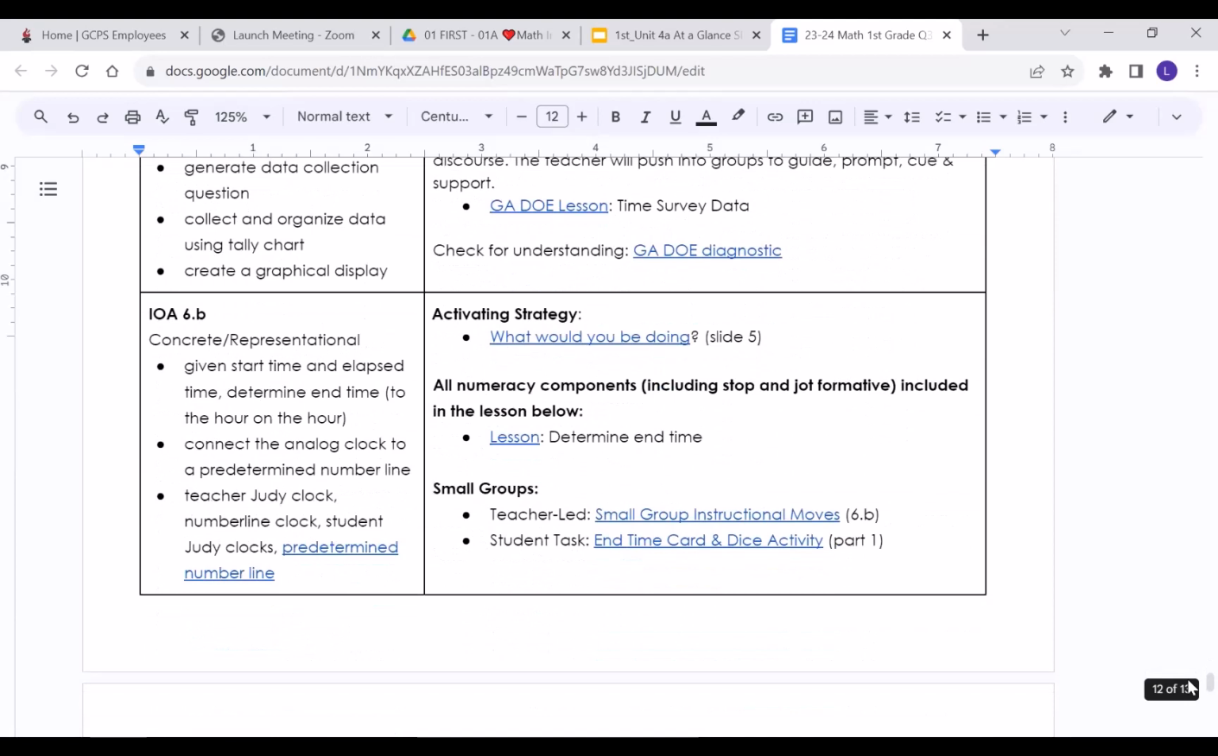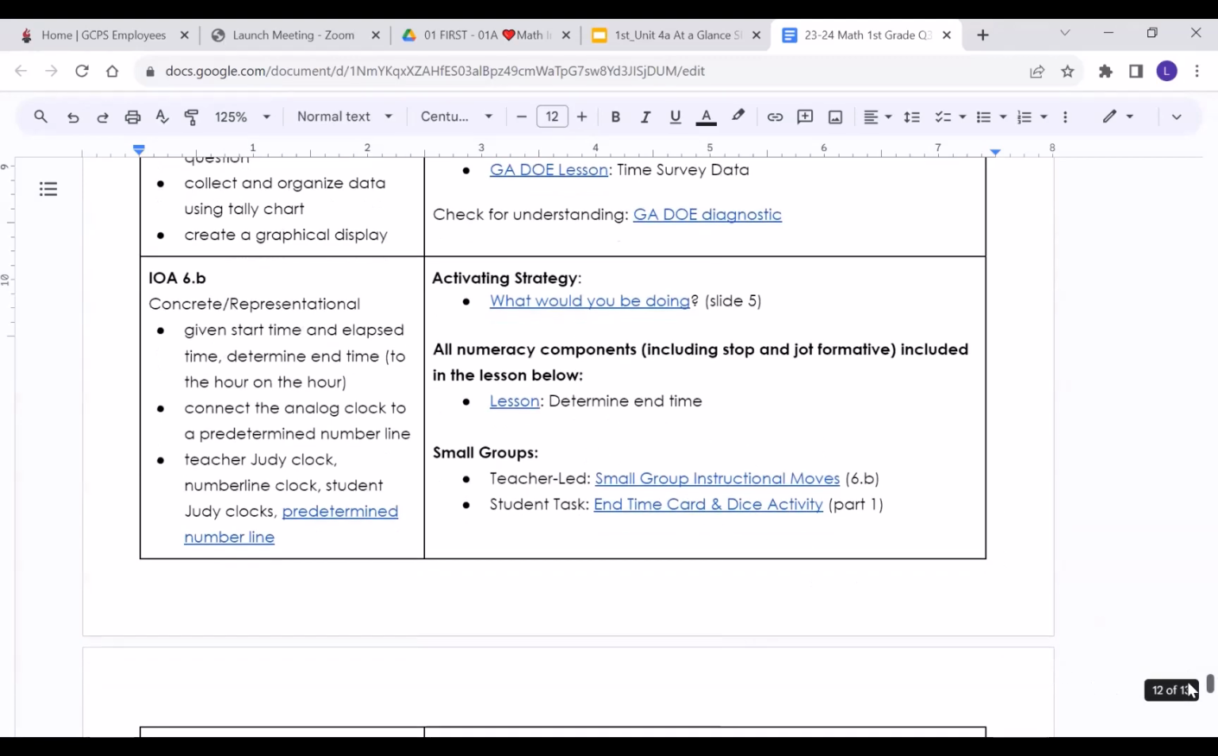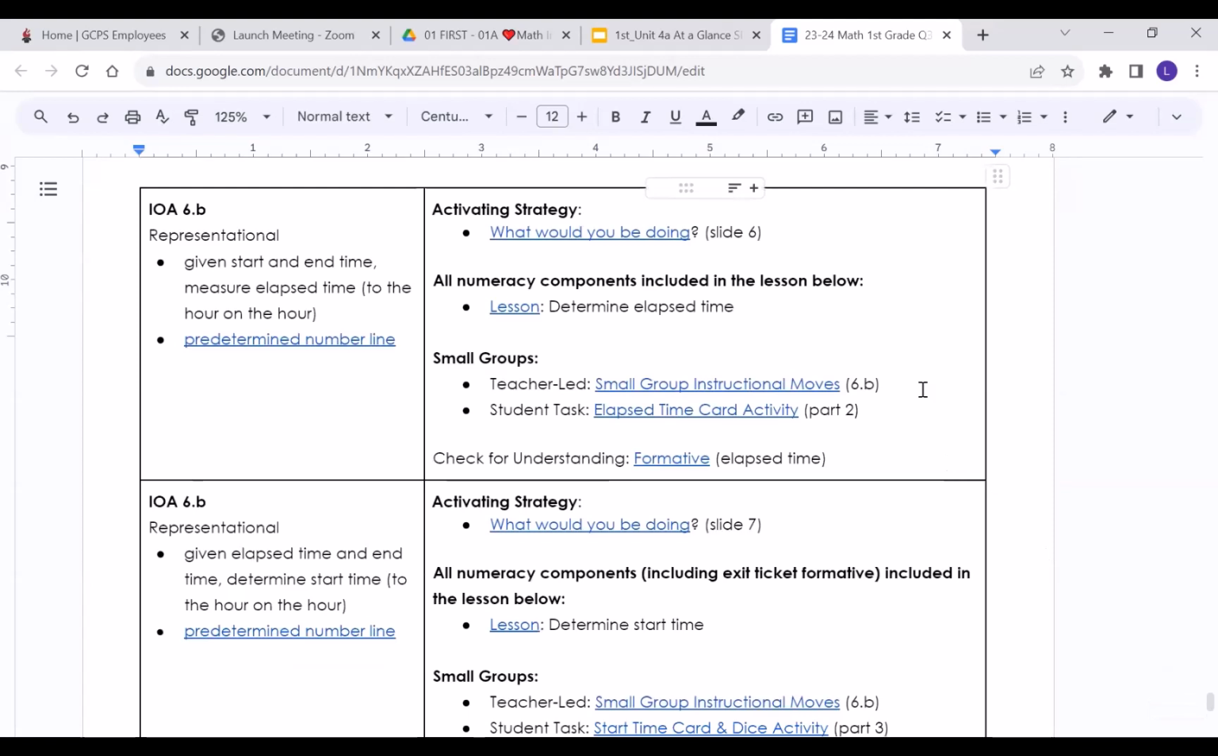We will continue to use both clock manipulatives as we move into about 3 days of exploring the concept of elapsed time. Students will relate elapsed time to real-life scenarios and measure elapsed time to the hour on the hour using a number line. They will find the end time, the time that has passed, and the start time by counting forward or backward by ones on a 1 to 12 number line. Elapsed time problems will not cross between AM and PM.